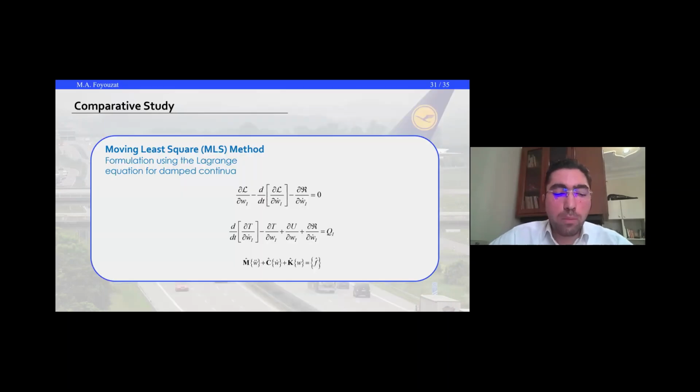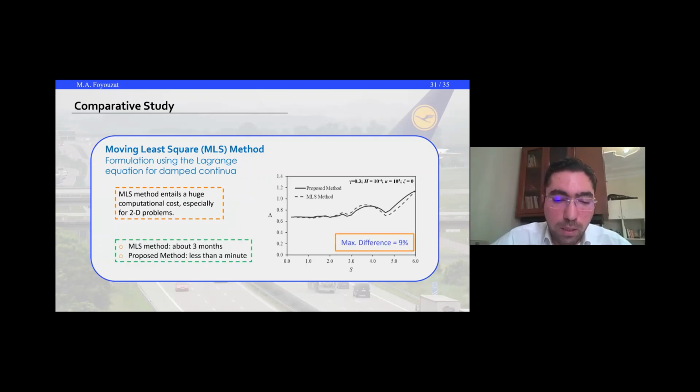For validation of our method, the problem was solved once again using the MLS method, the moving least square method, which is a meshless approach. To formulate the problem with MLS, we wrote the Lagrange equations and discretized them within the MLS framework. The results of the two methods differed by a maximum of 9%, as you can see. Notably, our method produced this diagram in under 1 minute, whereas the MLS method took 3 months, demonstrating the significantly lower computational cost of our proposed approach.